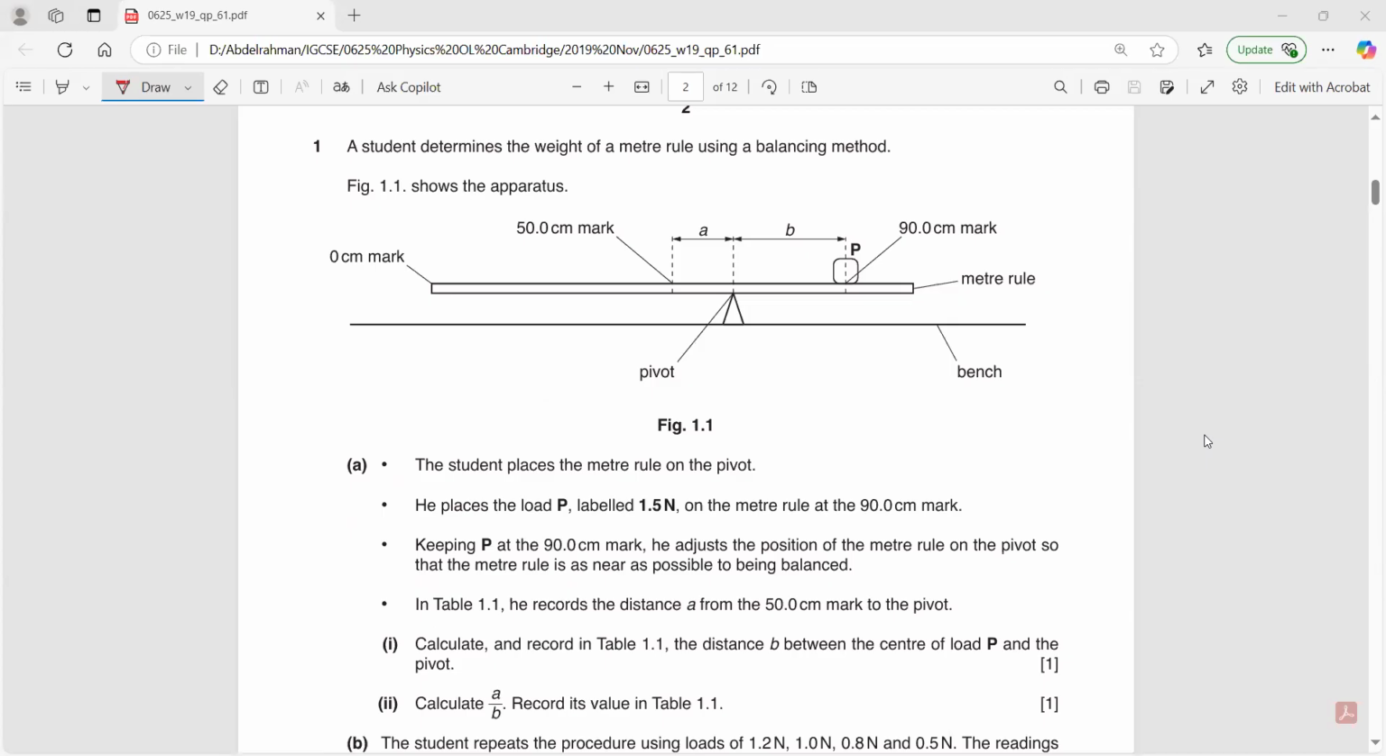Distance A is the distance between the center of the ruler and the pivot. And distance B is the distance between the pivot and the center of mass P. So we have two distances, A and B, and P is actually at the 90 centimeter mark. P is fixed at the 90 centimeter mark. A is always the distance between 50 and the pivot.